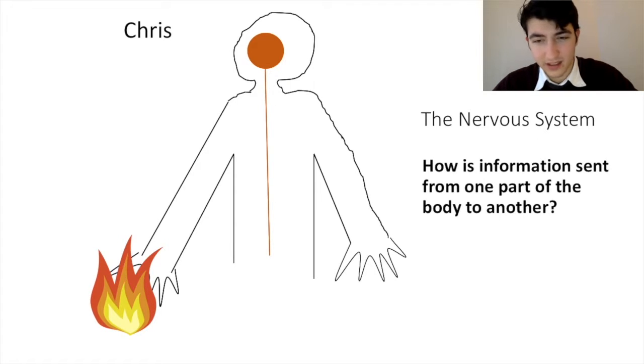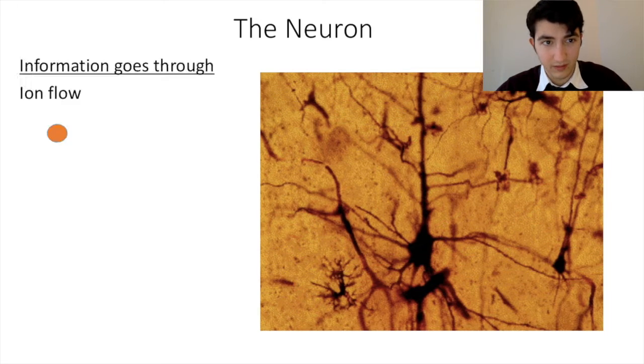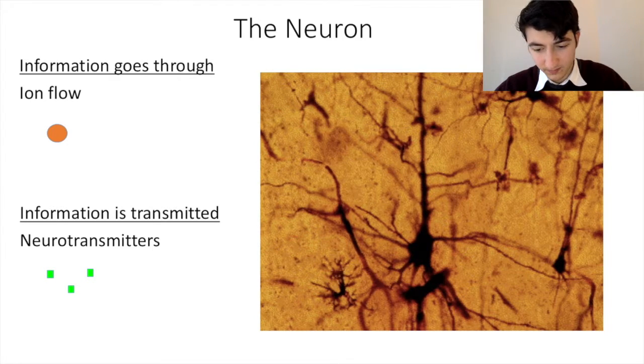Well, the system that allows for this information to be sent is the nervous system, and the building block of the nervous system is the neuron. So information can go through a neuron through ion flow, and then the neuron can transmit that information to another neuron through neurotransmitters. And to really understand the function of the neuron, we really need to understand its structure. So let's build our own neuron.